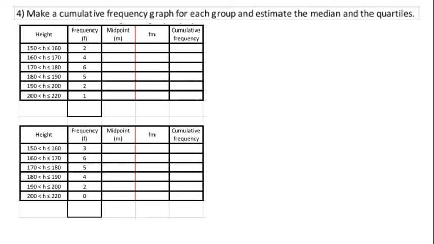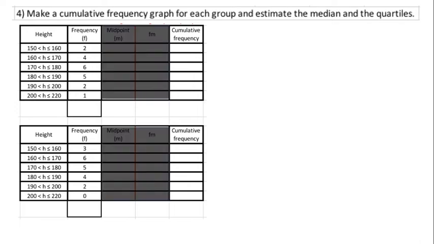Question number 4, make a cumulative frequency graph for each group and estimate the median and the quartiles. Okay, so this time I have put both groups in, and I am going to do this for both groups. And we're looking at cumulative frequency, so we're not bothering about the other columns that we used for the other part of the question. And the cumulative frequency is the total so far.